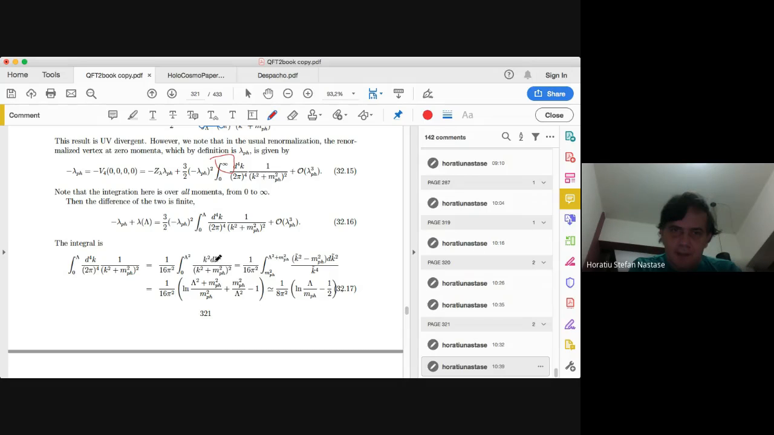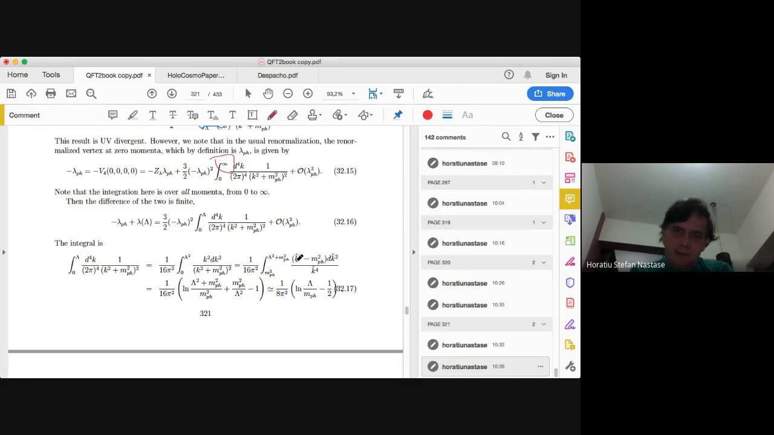Which I write as, so I write here k squared dk squared, and then I shift by k squared by m squared physical. So I get this integration from m squared physical to lambda squared plus m squared physical of the new variable k tilde squared minus m physical squared times dk tilde squared over k tilde 4. And then I get this coefficient 1 over 16 pi squared.